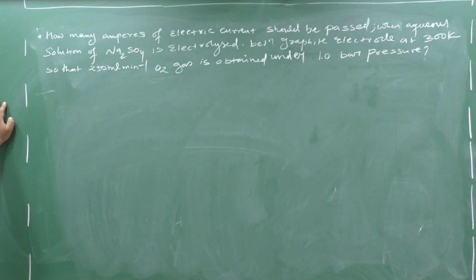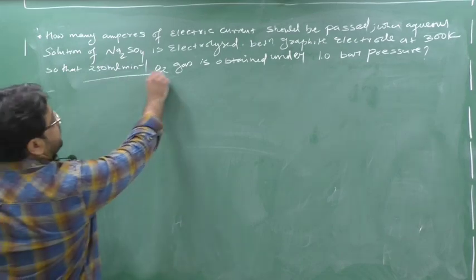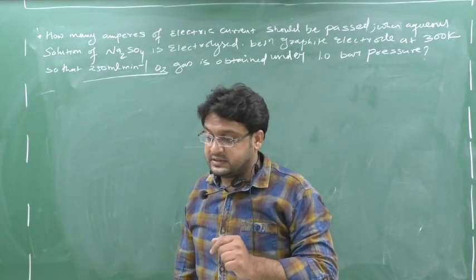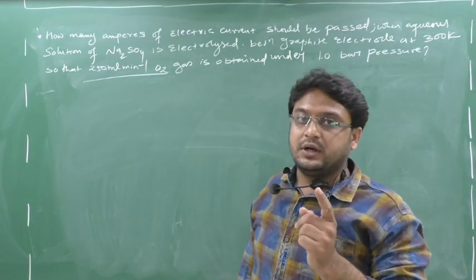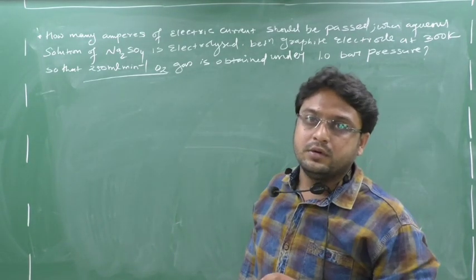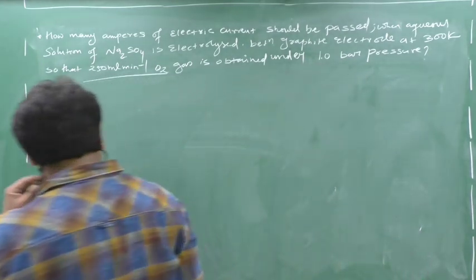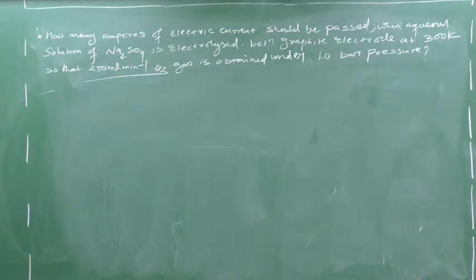And just now we have done in this topic that electrolysis of aqueous Na2SO4 is nothing but electrolysis of water itself. Graphite electrode at 300 Kelvin shows 250 ml per minute of O2 gas. They have not given hydrogen gas, they have given O2 gas, and O2 is obtained at the anode. So we have to consider the reaction for the anode. I will explain this. And 1 bar pressure. Clear?